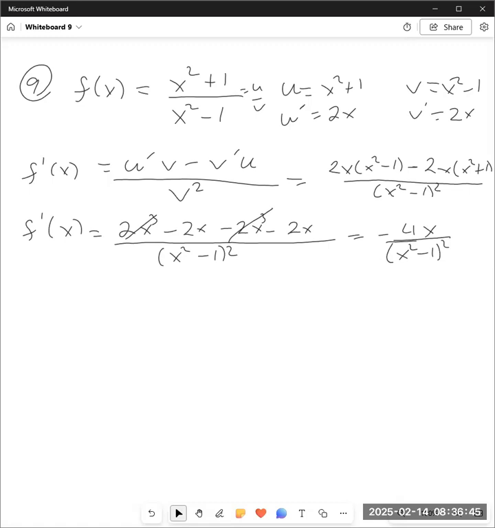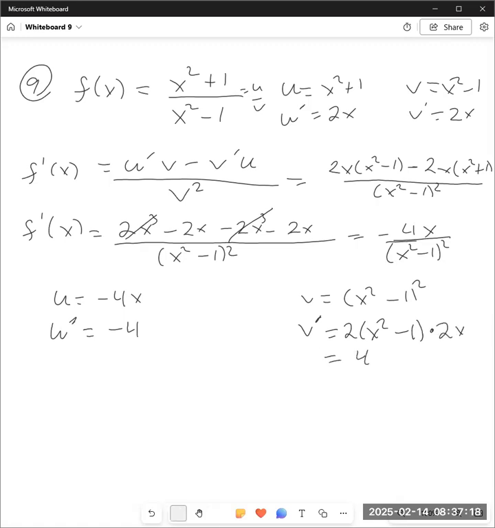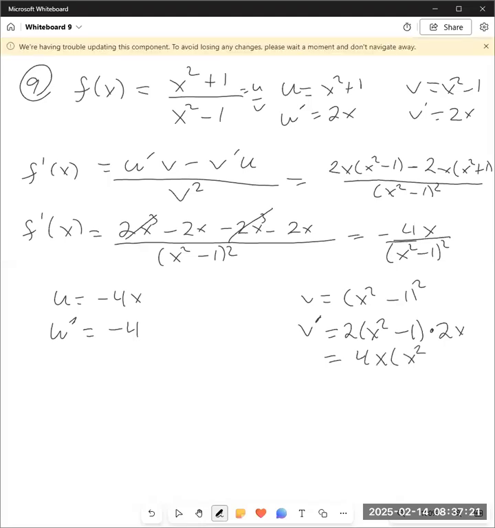I have another quotient now, so I'm going to have to use the quotient rule again. And that's going to give me u is my numerator, v is my denominator, and u prime is negative 4, and v prime is, we're going to use the chain rule here, 4x times x squared minus 1. So again, we have this rule about what the second derivative will be.